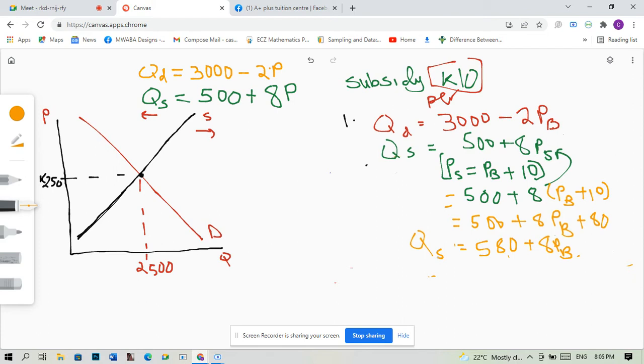So now we have to equate both functions to find our PB, the price the consumers are paying. Okay, so our new equation, what we're going to write is going to be this. Let me just erase here.